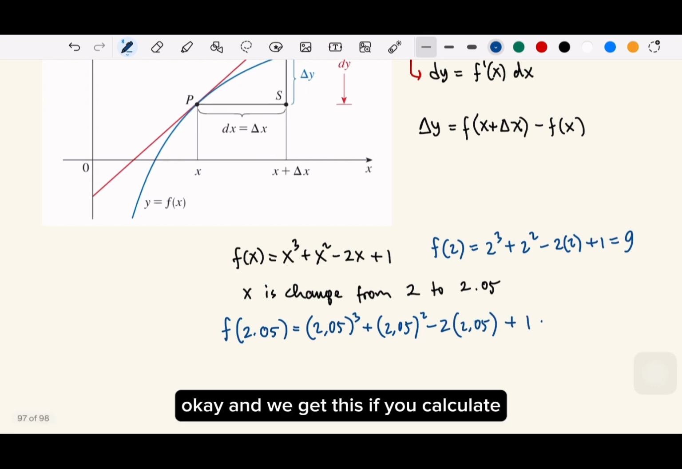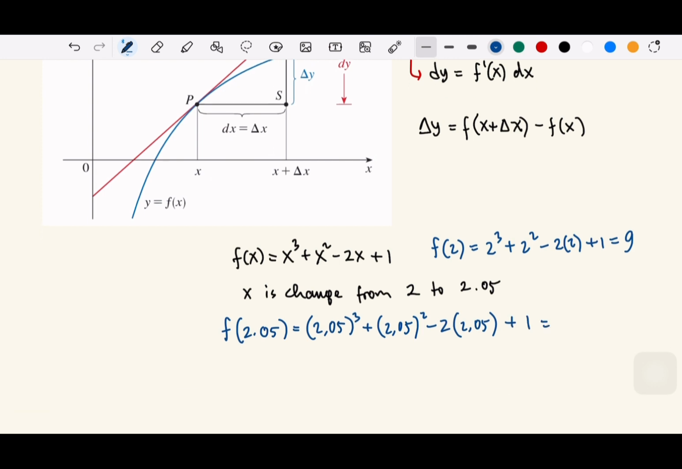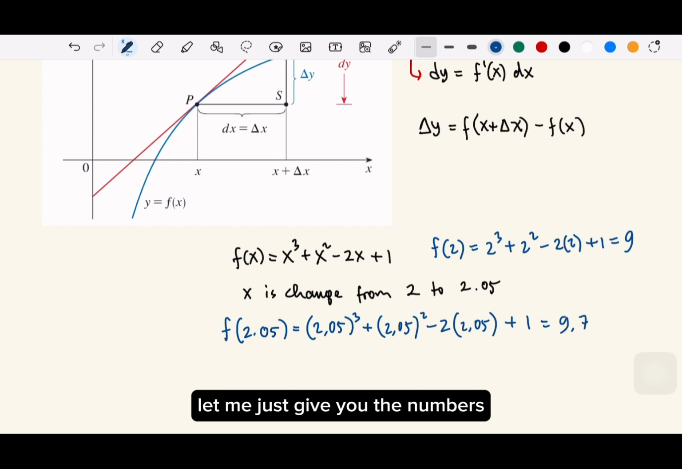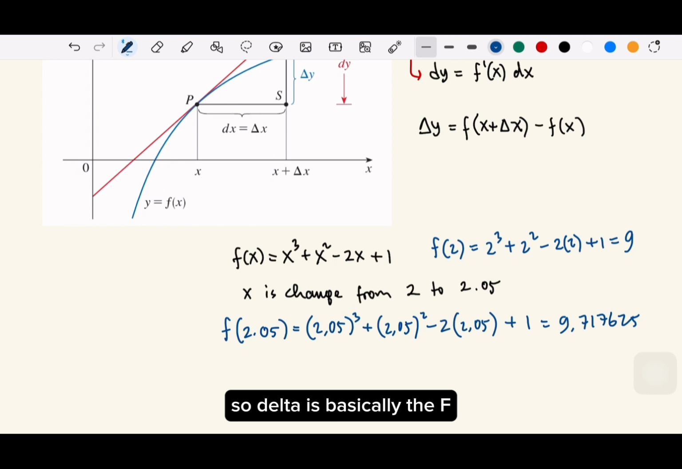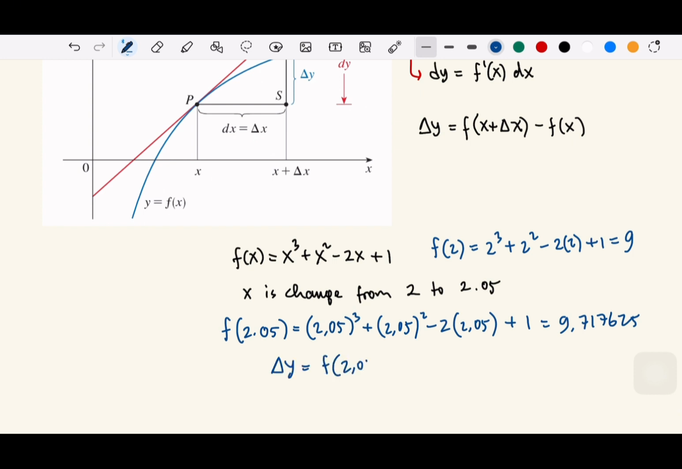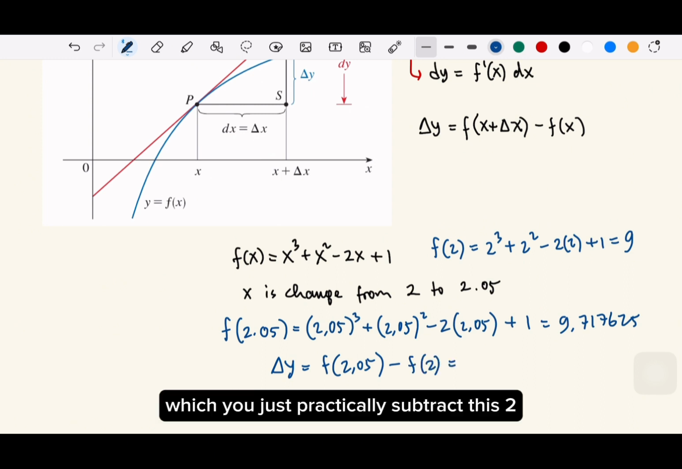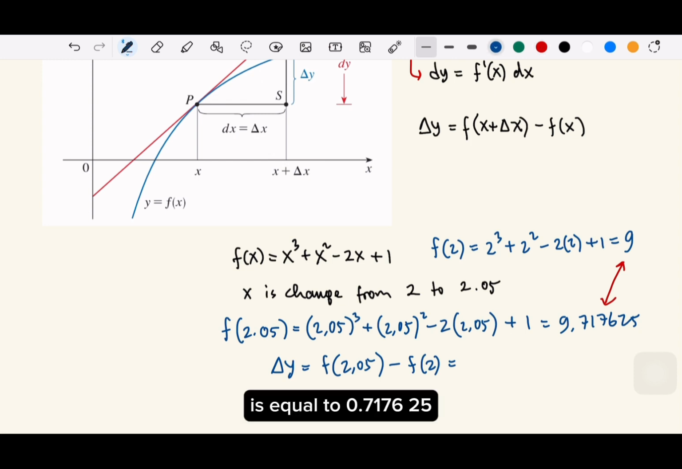And we get this if you calculate. Let me just give you the numbers. So delta y is basically f of 2.05 minus f of 2, which you just practically subtract, is equal to 0.717625.